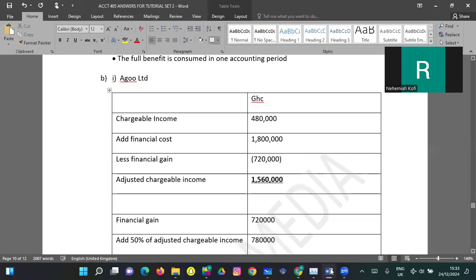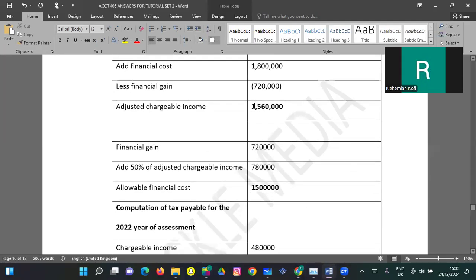So like what we did already, we have to find our adjusted chargeable income. And in order to find our adjusted chargeable income, we have to add back the finance cost and also less our financial gain. Right. So when we get the adjusted figure, now it is going to be our financial gain plus 50% of our adjusted chargeable income. So 50% of the adjusted chargeable income is this. And then our allowable finance cost is 1.5 million.